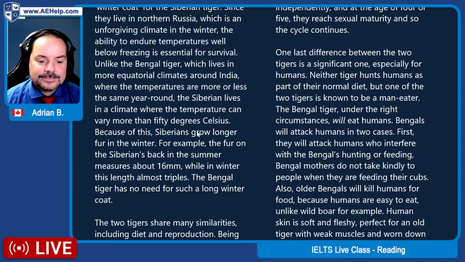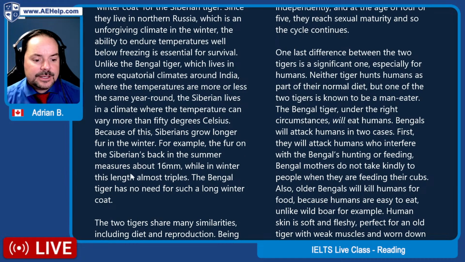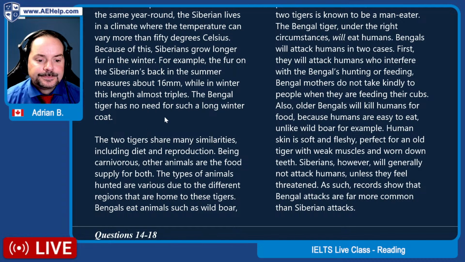Because of this, Siberians grow longer fur in the winter. For example, the fur on the Siberian's back in the summer measures about 16 millimeters, while in winter this length almost triples. The Bengal tiger has no need for such a long winter coat.